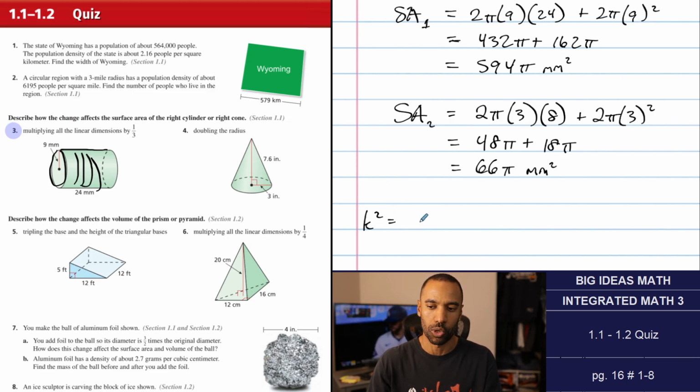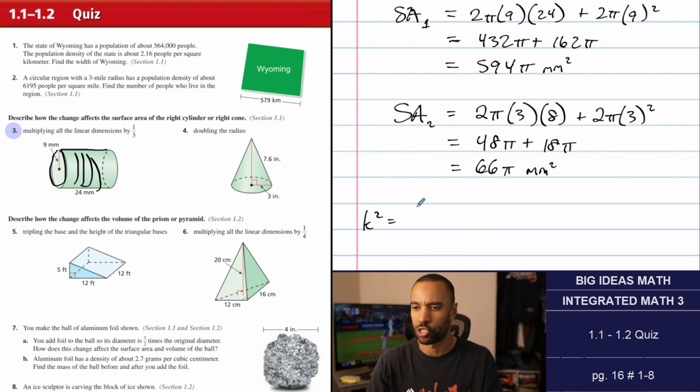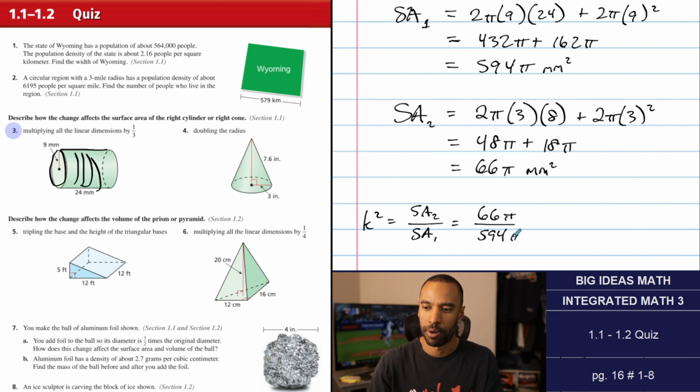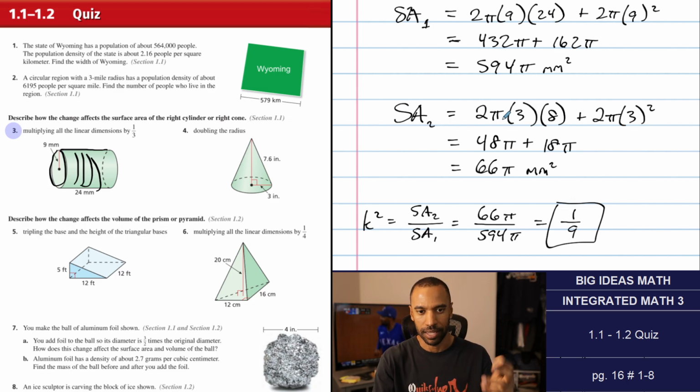Okay, we do the comparison of surface area 2 over surface area 1. Should be the same thing as k squared, basically, right? We should be doing 1/3 squared. But surface area 2 over surface area 1 is going to be 66 pi over 594 pi. Knowing that 660 is 1/9, yeah, this should work out. So we should get 1/9 from that. So it should be 1/9 the size of what it was before, and it is, and we got it worked out.